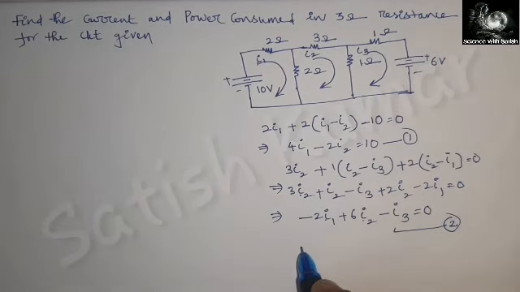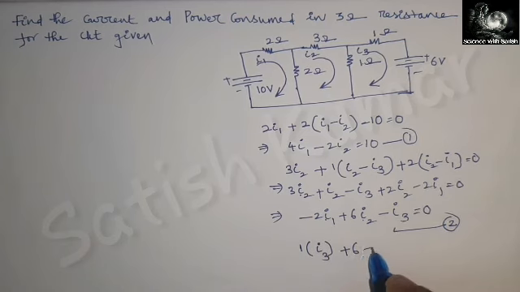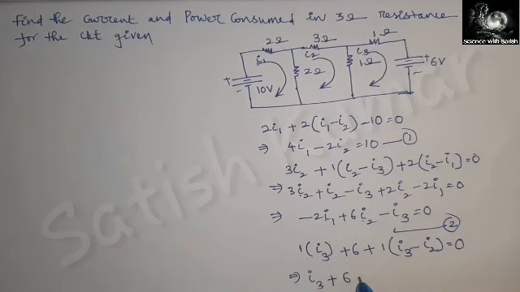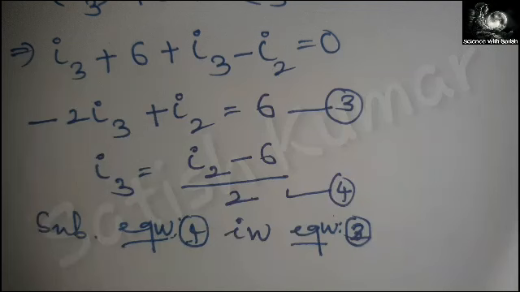Now, I am writing this one. So, 1 into I3 plus 6 plus 1 into I3 minus I2 is equal to 0. I3 plus 6 plus I3 minus I2 is equal to 0. So 2I3 minus I2 is equal to minus 6. From this I can write I3 is equal to (I2 minus 6) by 2.